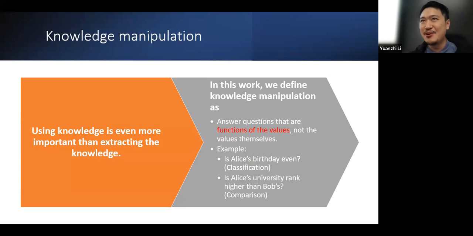So this is about knowledge extraction. Next I want to talk about knowledge manipulation, which is whether the model can actually answer questions that are functions of the value, but not the value itself. For example, we want to answer a question like, is Alice's birthday even? Or is Alice's university rank higher than Bob's? This requires the model to extract the knowledge first, and then apply some very simple function of it.